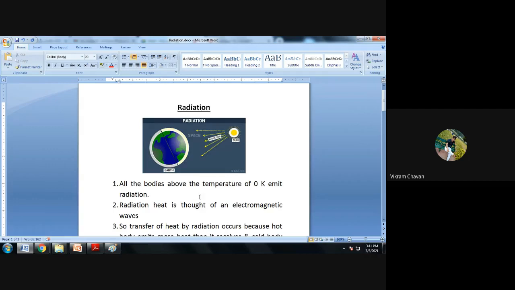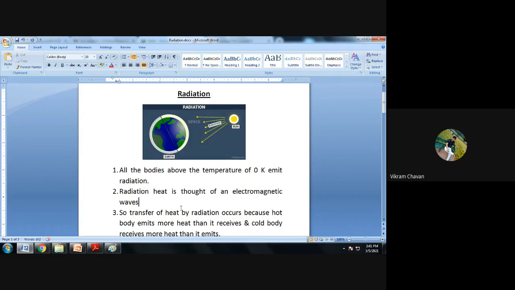Radiation heat is a thought of as electromagnetic waves. So transfer of heat by radiation occurs because a hot body emits more heat than it receives, and a cold body receives more heat than it emits. What is the meaning of this particular sentence?